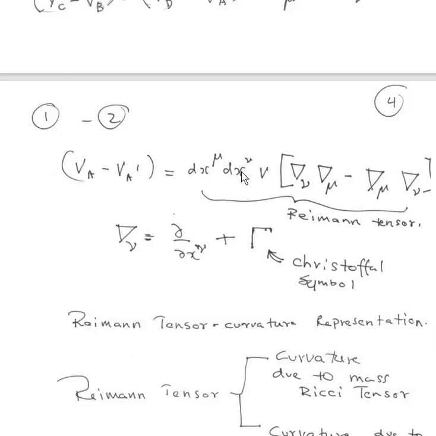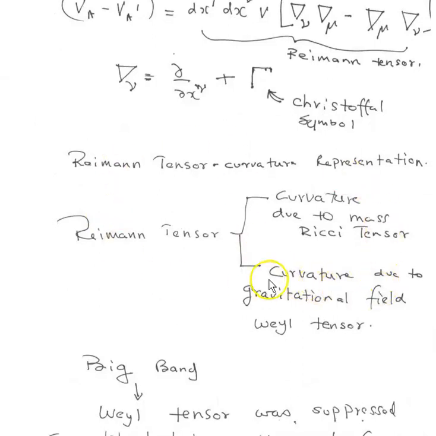So the Weyl tensor is part of the Riemann tensor, a part of the full curvature tensor. The Riemann tensor is part due to the Ricci tensor, and part due to the Weyl tensor, due to the gravitational potential. To fully understand this, you need to know tensor calculus, differential geometry and the Einstein summation convention. But this is just a very, very low level introduction.